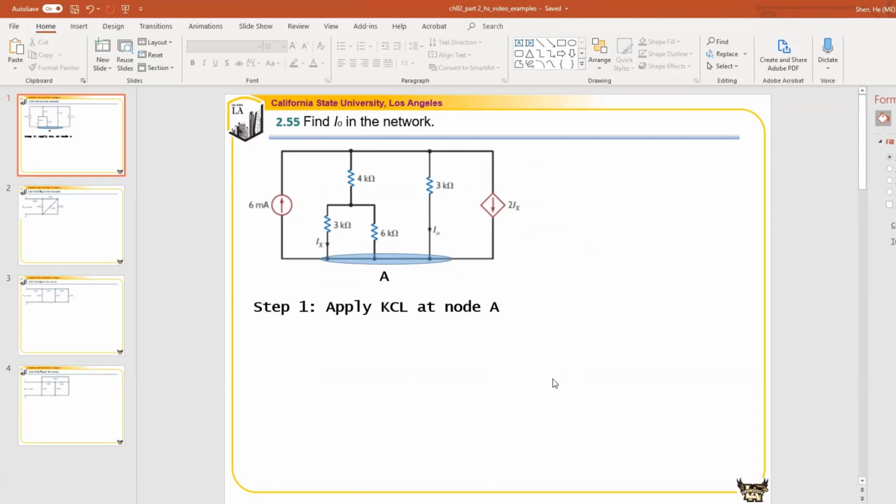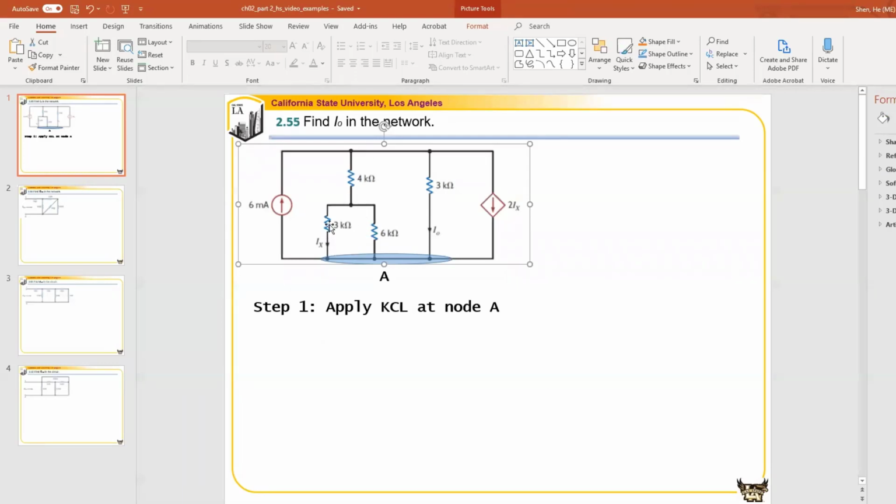You mean, should you do KCL before you try to simplify the circuit diagram? Yes, you can simplify the circuit first. It doesn't matter here. That's a good question. So you can say you want to simplify the circuit first, and that is also okay. Okay, thank you.